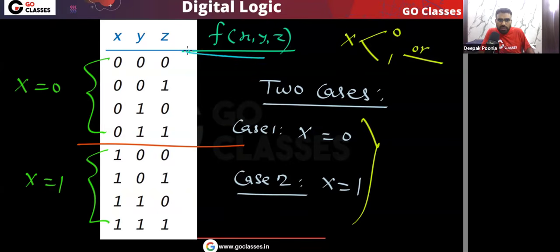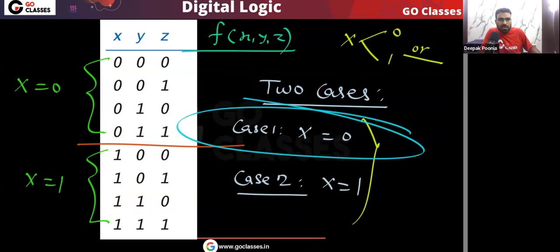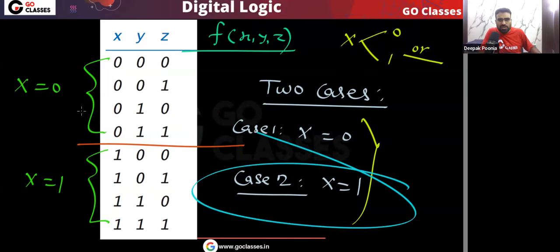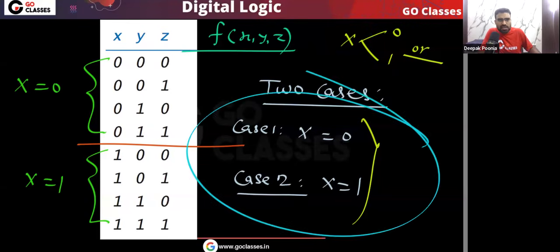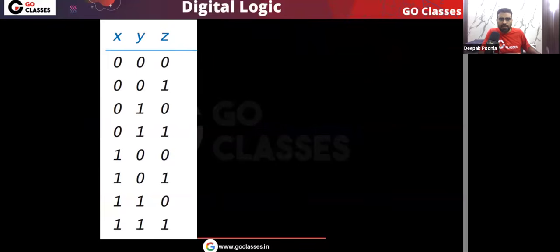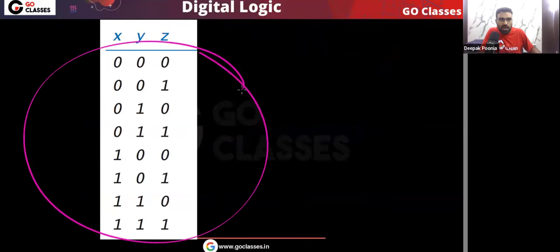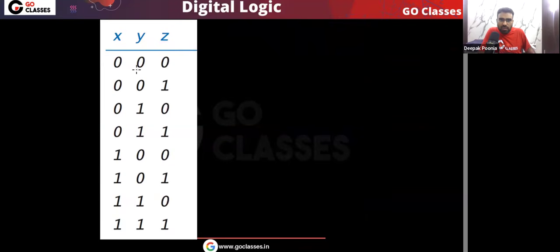So remember, for any Boolean function, I can create two cases. Either x will be 0 or x will be 1, because x is a Boolean variable. There is no other possibility. So these two cases I can create. Very simple. Remember, I can also do the same thing from the y point of view. If you look at y, then again I can divide this truth table into two cases, because y is also a Boolean variable, so either it will be 0 or it will be 1.